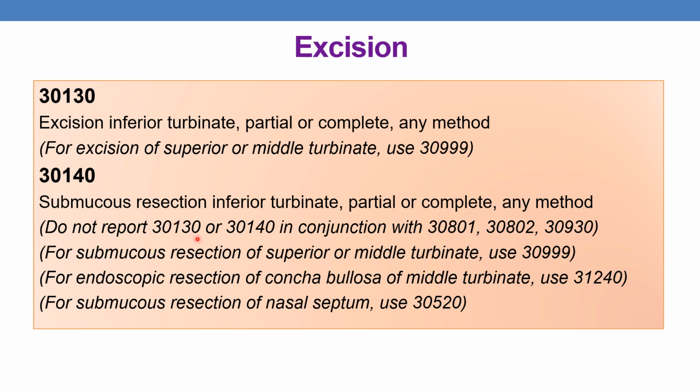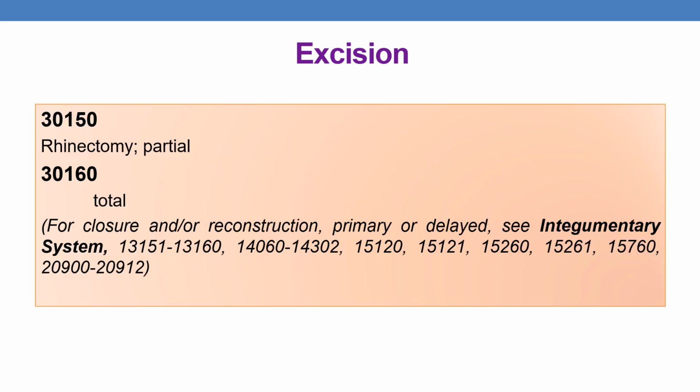Do not report 30130 or 30140 in conjunction with 30801, 30802 and 30930. And for submucous resection of superior or middle turbinate, you need to use 30999. For endoscopic resection of concha bullosa of middle turbinate, use 31240. And for submucous resection of nasal septum, use 30520. The next CPT is 30150, rhinectomy, partial. And for rhinectomy, total, the CPT is 30160.